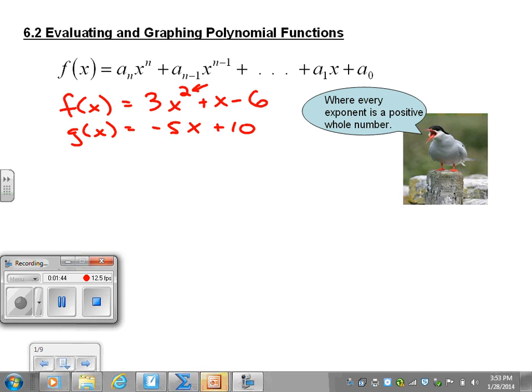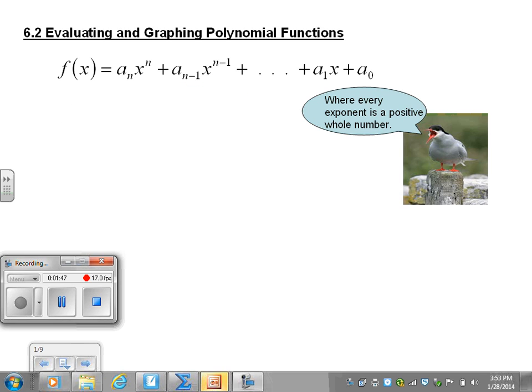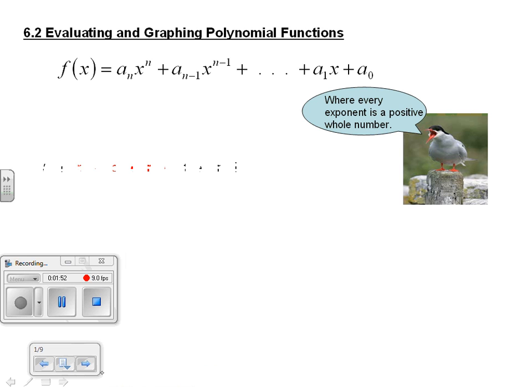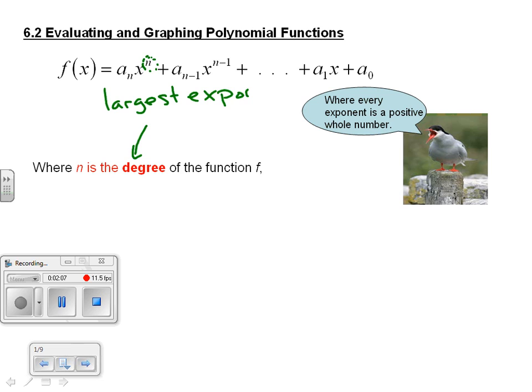Okay, so the first important concept that we come to with polynomial identification is something called the degree. So the degree of a function, which we call n in this case, is going to be the largest exponent for a variable. And we'll see some examples, and we'll go through exactly what this looks like here. But just keep in mind, it's going to be the largest exponent for a variable.